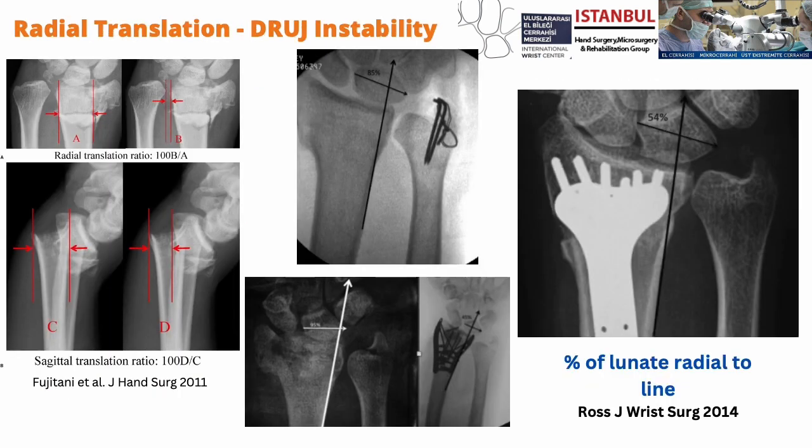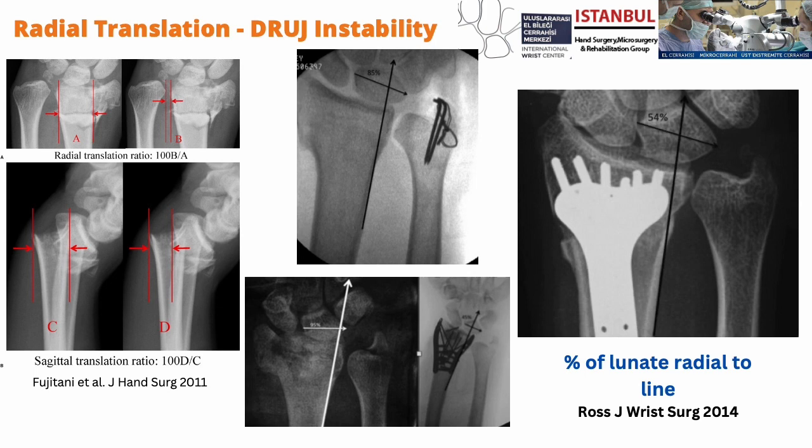In certain conditions, after fixing the distal radius and ulnar styloid fragment, there is still DRUJ instability, as in this X-ray, where after fixation of the ulnar styloid fragment using a tension band technique, there is still DRUJ instability.